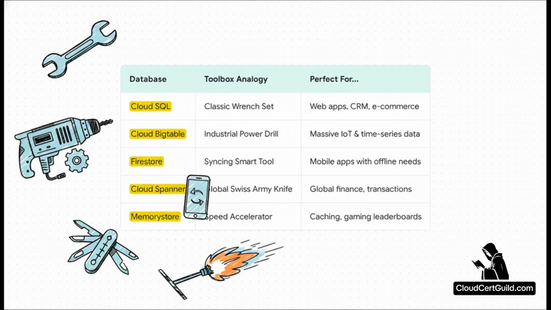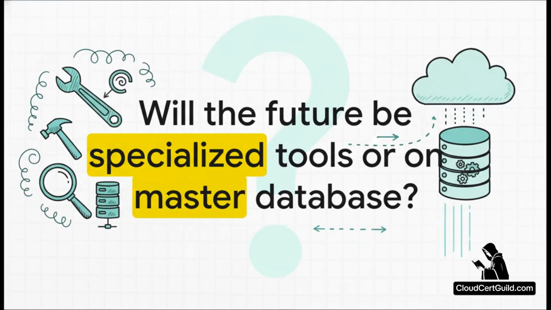For your standard web app or e-commerce site, you grab your classic wrench set, Cloud SQL. For that massive fire hose of IoT data, you need the industrial power drill, Cloud Bigtable. Building that slick mobile app that has to work offline, Firestore is your syncing smart tool. Need global consistency? For something like finance, you need the global Swiss Army knife, which is Cloud Spanner. And when you need just pure, unadulterated speed for caching or leaderboards, you hit the gas with the Memory Store Accelerator.